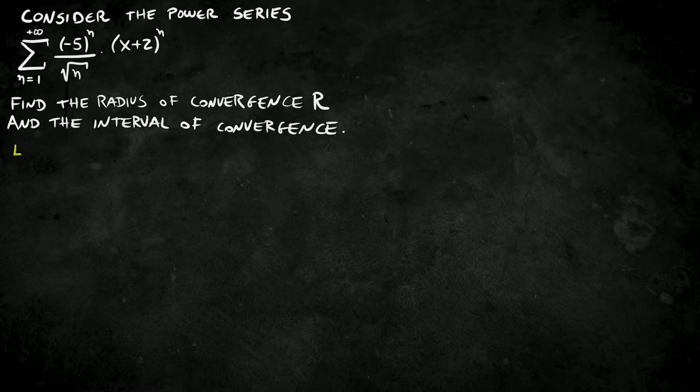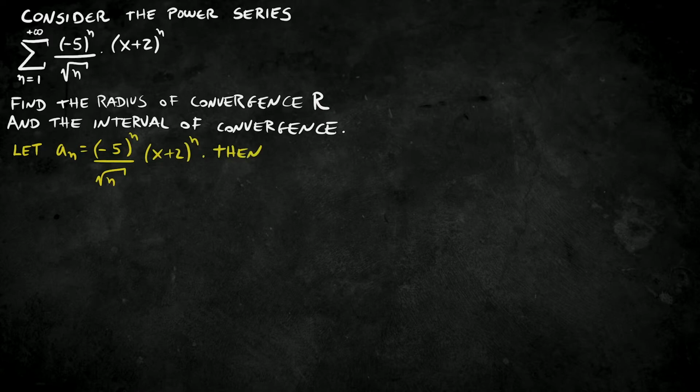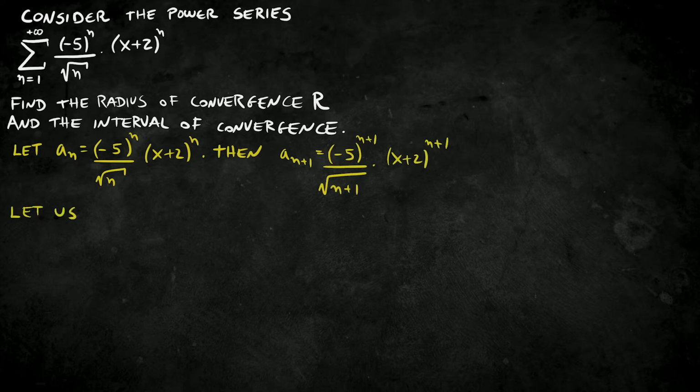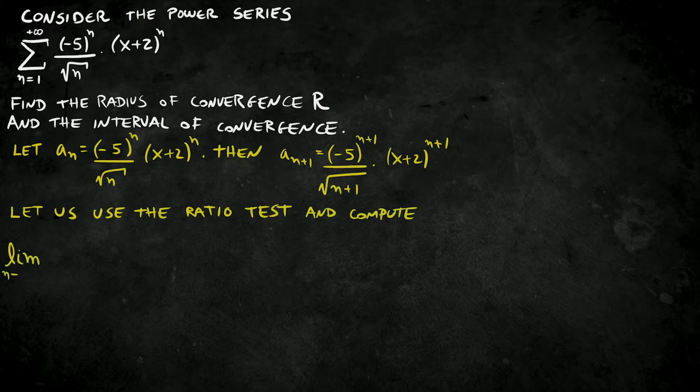Okay, let's call a_n equal to (-5)^n over square root of n times (x + 2)^n. Then I know for sure a_(n+1) is going to be equal to (-5)^(n+1) over square root of n + 1 times (x + 2)^(n+1). Let's use the ratio test and compute the following limit: the limit as n goes to positive infinity of the absolute value of a_(n+1) over a_n.